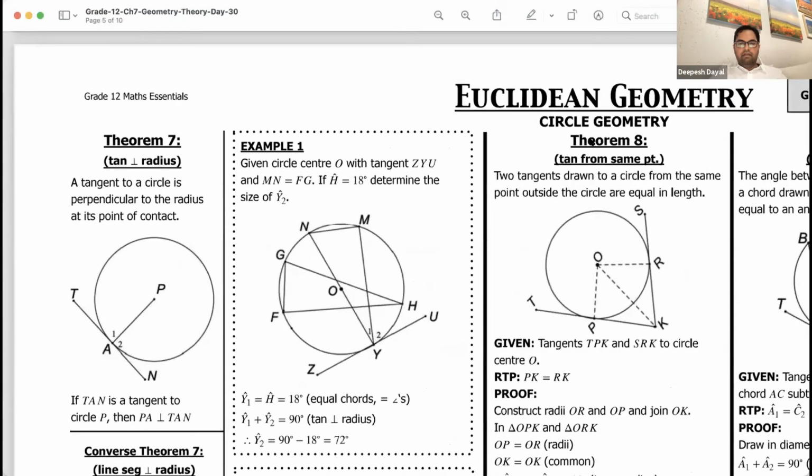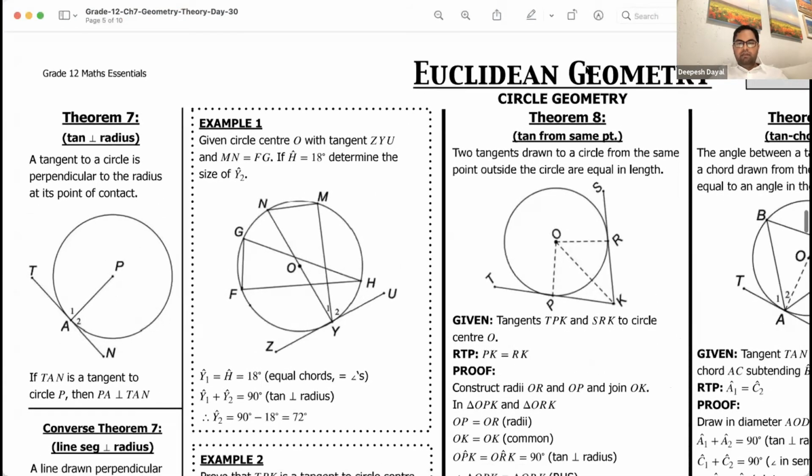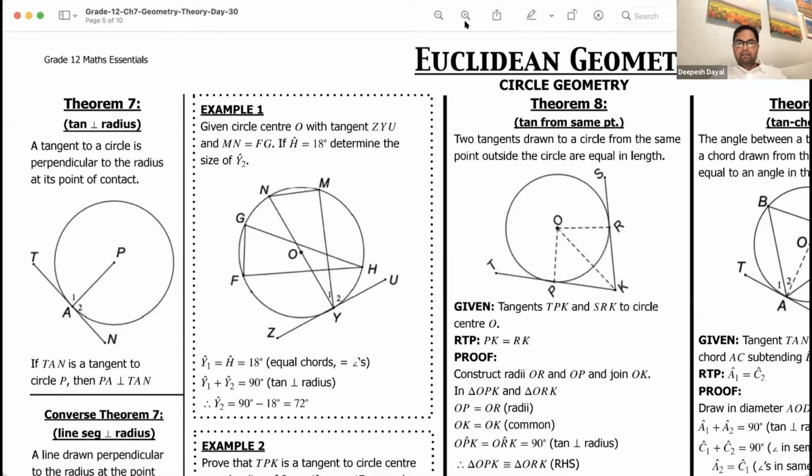And then we have theorem 8. Tangents from the same point are equal. If you've got two tangents from the same point, the two tangents will be equal, right? So this tangent and this tangent will be equal, right?